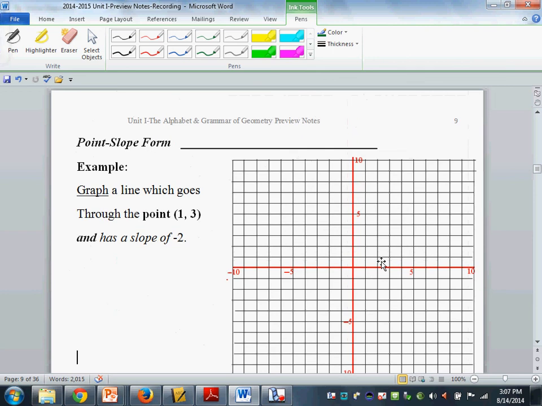Okay, there's one more equation of a line. It's called point-slope form, point-slope.